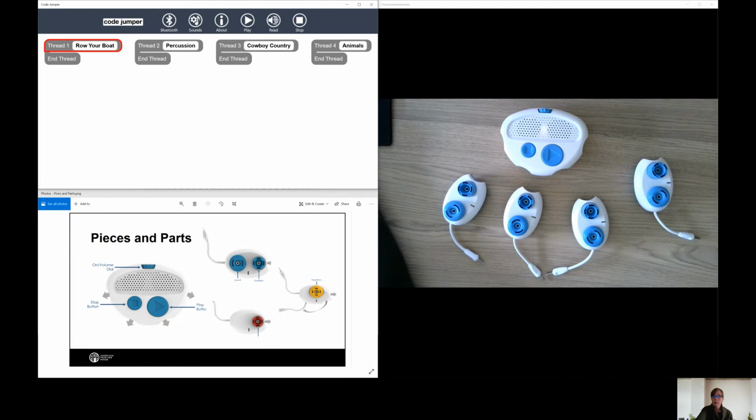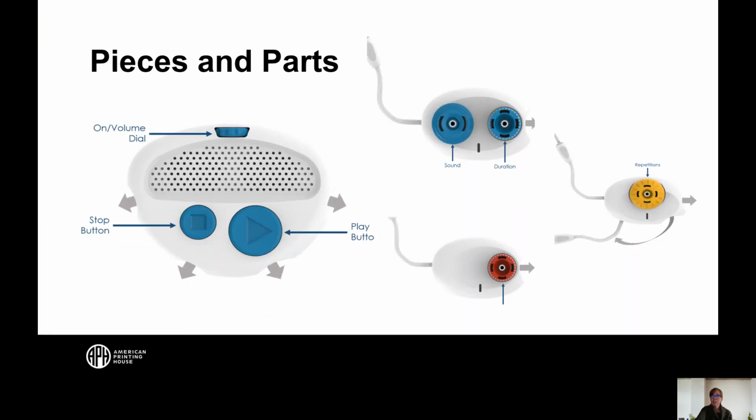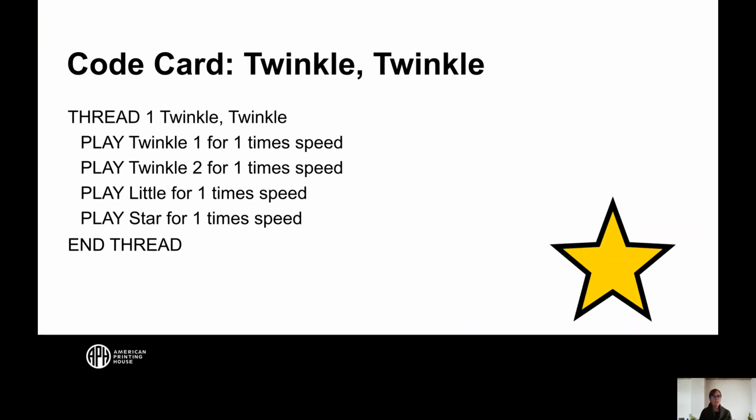So now I'm going to go back to my slideshow and we're going to actually build a program. So we're going to build Twinkle Twinkle. So I'll have the code card up on the screen, but you can also have the print copy next to you as well. That was provided with the video.